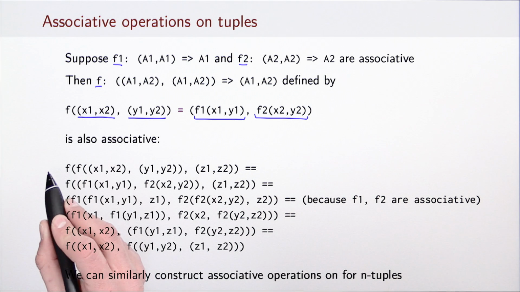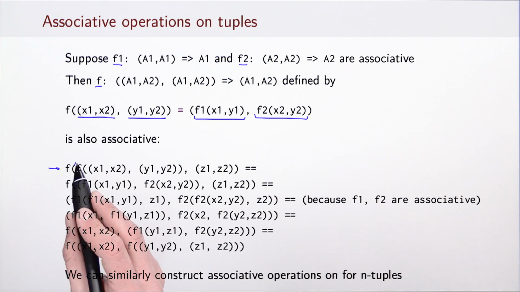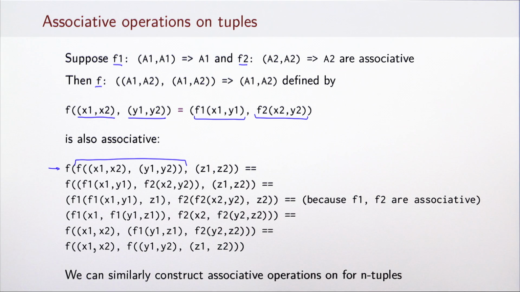We start with the left-hand side of the associativity law. We see that f is nested in the appropriate way here. We can expand the definition of this inner f into application of f1 and f2. Now this means that the outside f applies to two arguments, each of which is written as a pair. So we can expand that definition. And now we have expressed f in terms of applications of f1 and f2.